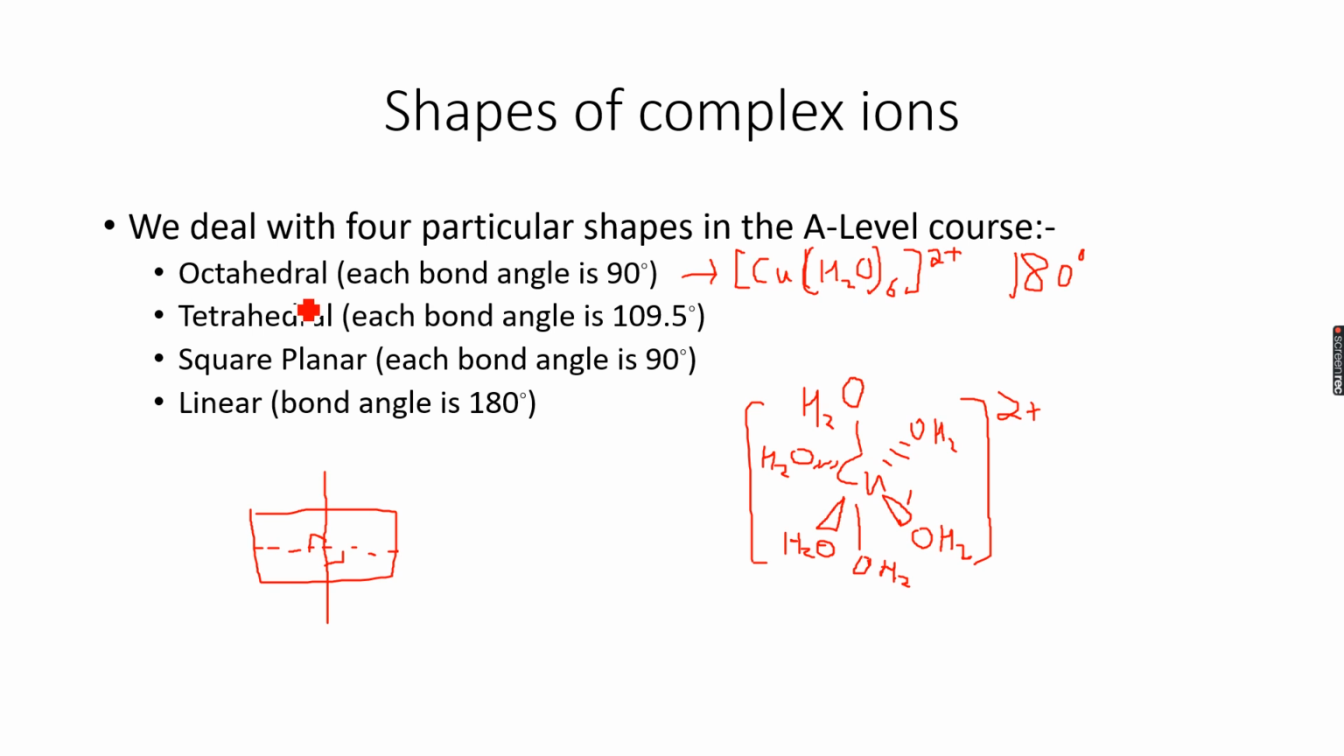So just remember that octahedral means 6 bonds. Each bond angle is 90 degrees. This shape is called octahedral. You have to make it exactly how I've made it.